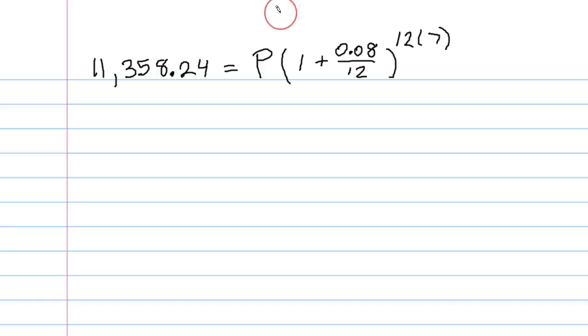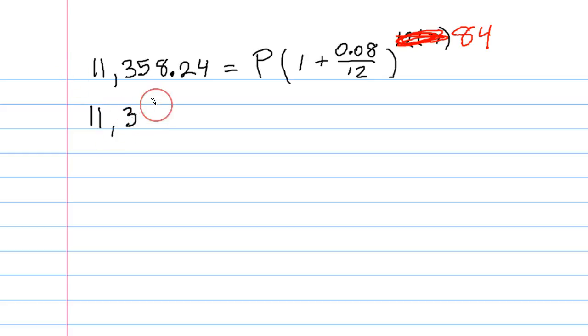Hey guys, in this video we're going to find the principal value in a compound interest problem. The very first thing I'm going to do is clean up the exponent over here, which is 12 times 7. So 12 times 7 gives me 84. Then I'm going to clean up the parentheses after I do the exponent.